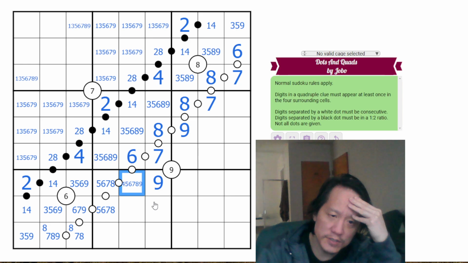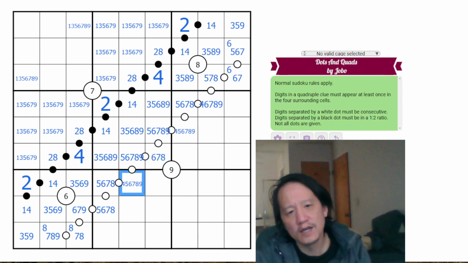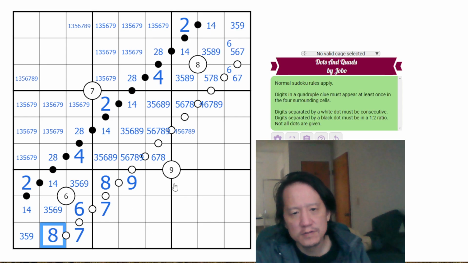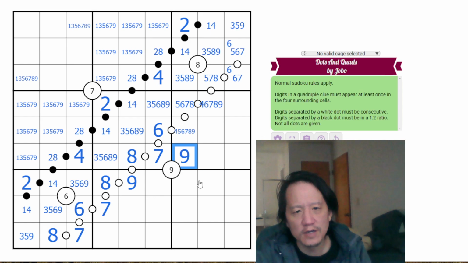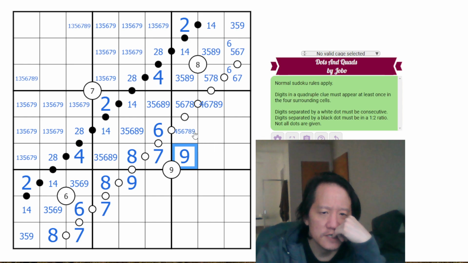This is 5 or 7. It would be 7, 6, 5. Yeah, this looks fine. If this is 9, this would have to be 8 and 7. So then this would be 6, 7, 8. This also looks fine. 8, 7, 6. So then this would be 9. 7, 6. It can't be 5, though.